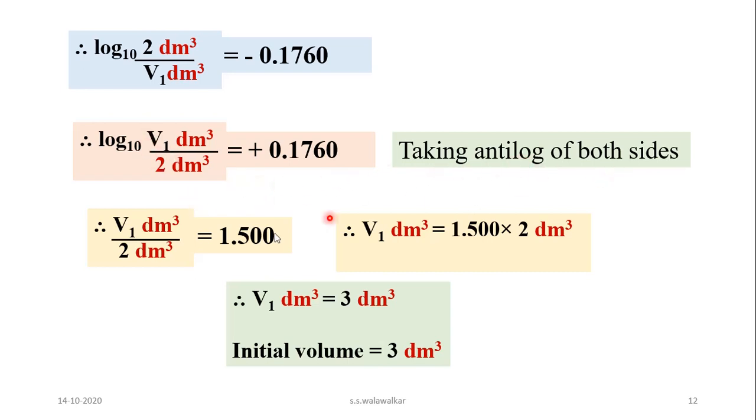Now taking the antilogs, we want to calculate V1. So taking the antilog of both sides, you will get V1 upon 2 is equal to antilog of 0.1760, which is 1.500. Therefore V1, that is initial volume, is equal to 1.500 into 2, that is V1 is equal to 3 dm cube. So initial volume is 3 dm cube. So like this you can solve numerical problems based on maximum work. Thank you.